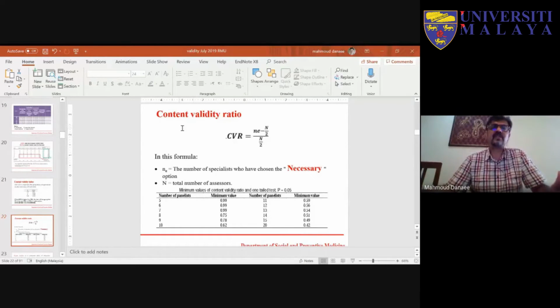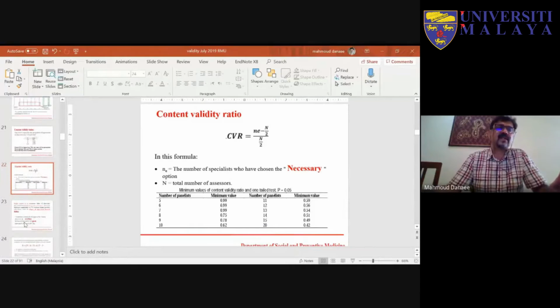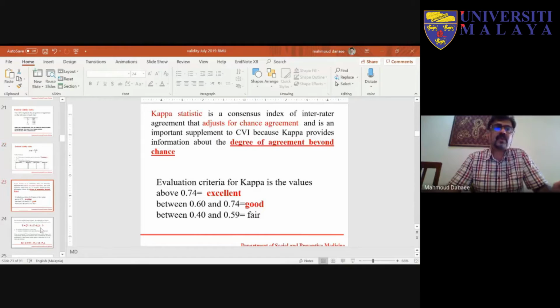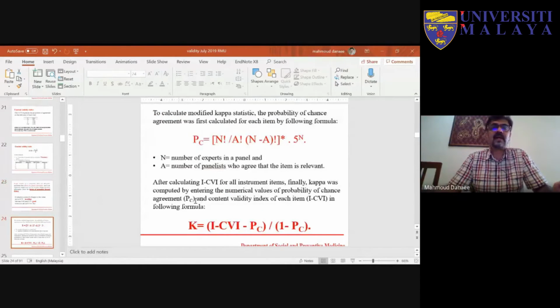We have another measure of content validity, which is content validity ratio, that I skip because it is no longer much used in research. We have too many issues and points that I need to share with you. That's why I just skip this one and move to the Kappa.